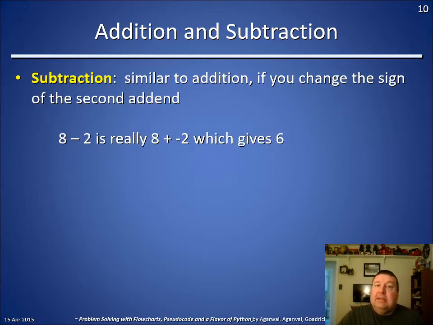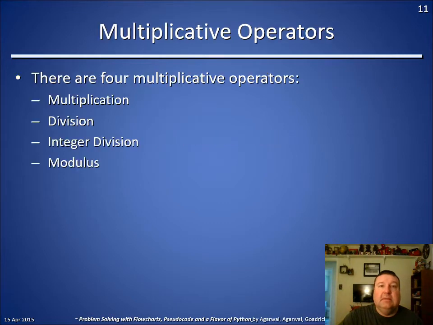Subtraction is similar to addition. You change the sign. So 8 minus 2 is really 8 plus -2, which gives 6. So technically you're never doing subtraction. Subtraction is actually adding two numbers with different signs. So again, 8 minus 2 is really 8 plus -2. You're going to take the larger sign, which is going to give you a +6.